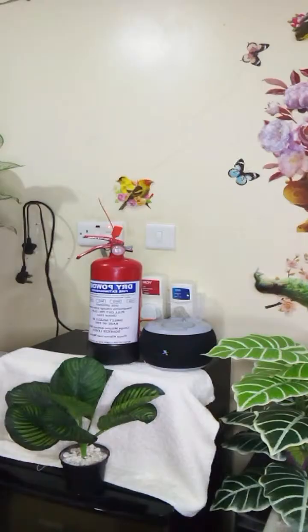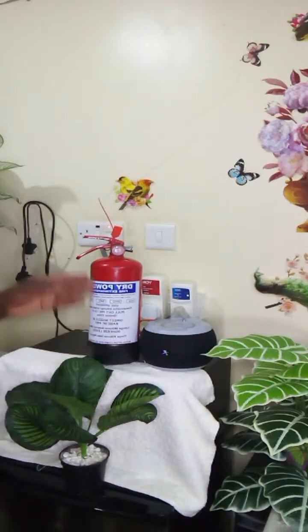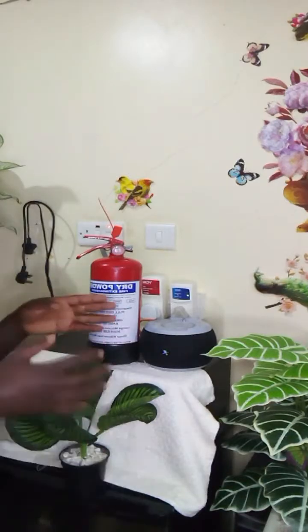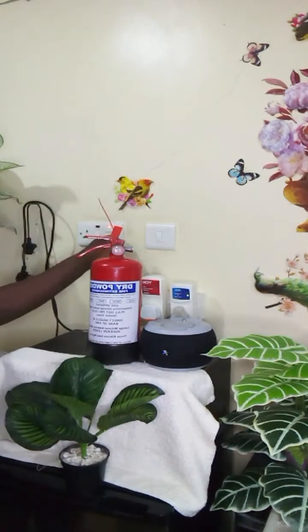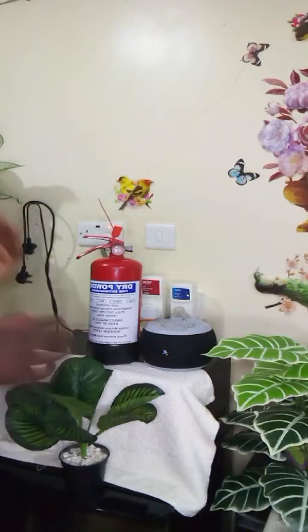So guys, in case there is a fire on your socket, let's say on the socket side, and the cause is electricity, what you are supposed to do, you look for the fire extinguisher. This type of fire extinguisher, dry powder chemical, come and squeeze it to the socket. The fire will be extinguished.